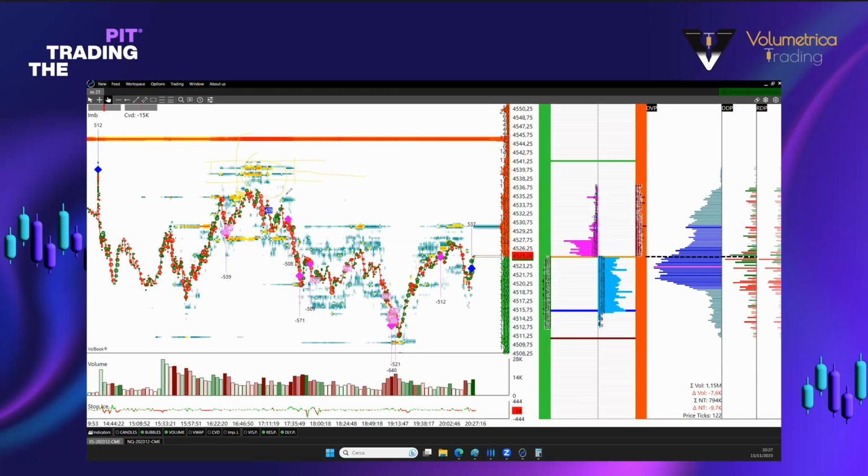And also, there was another liquidity here, which apparently was traded, and buyers have failed to go through. In this case, even if we have this liquidity right here, we don't need to wait for it to be traded.